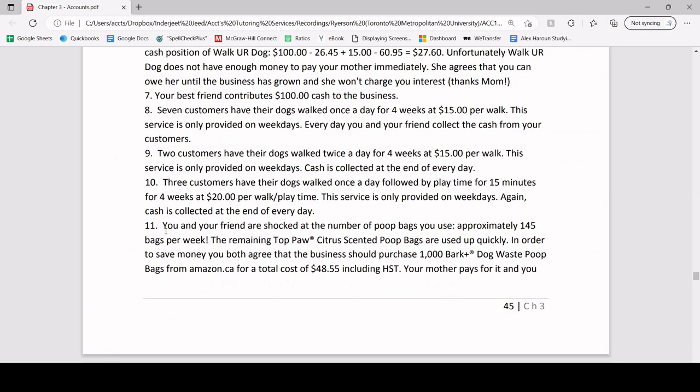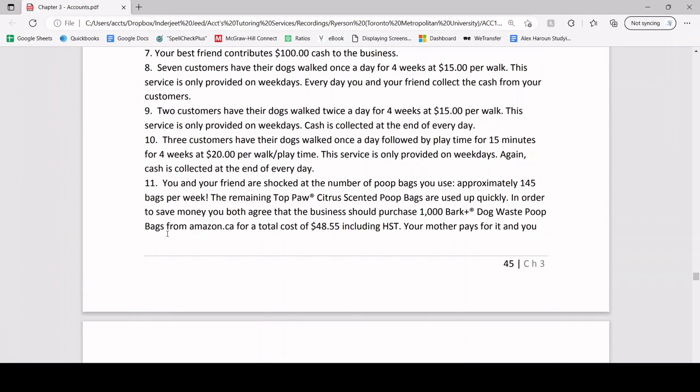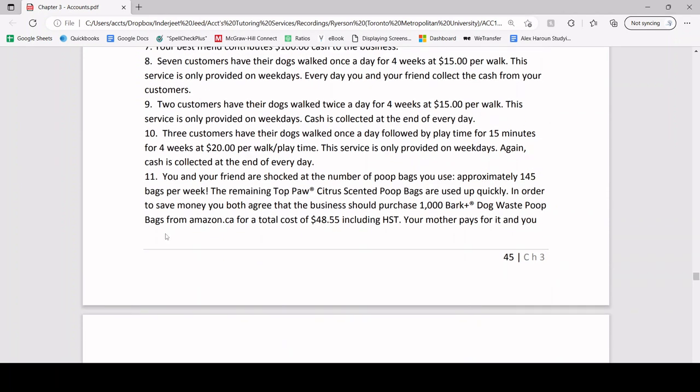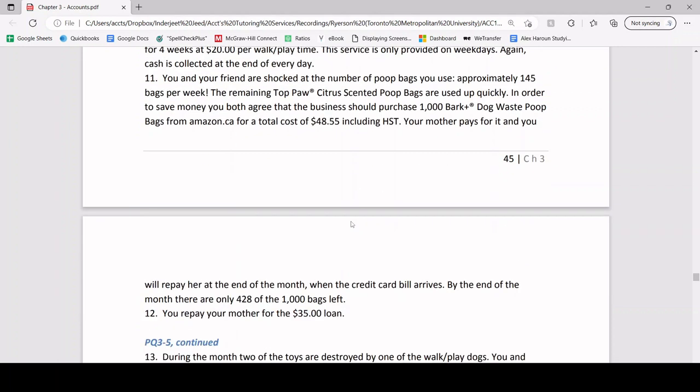So transaction number 11 now. Another big one. So you and your friend are shocked at the number of poop bags that you consume. Approximately 145 bags per week. The remaining top paw scented poop bags are used up quickly. In order to save money, you both agree that the business should purchase 1,000 Bark Plus dog waste poop bags from Amazon.ca for a total cost of $48.55, including, remember, including HST, so we don't have to do any calculation there. Your mother pays for it, and you will repay her back at the end of the month.